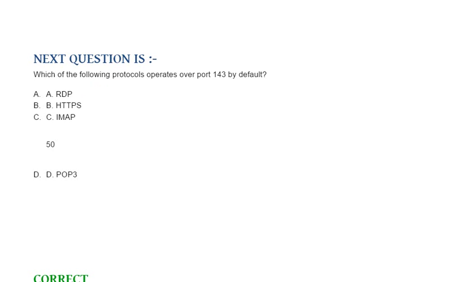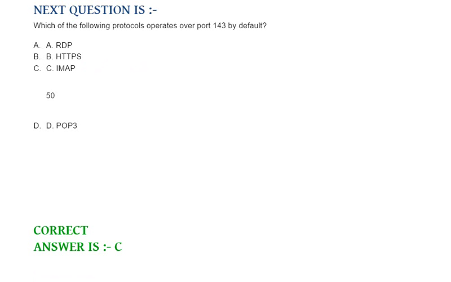Next question is, which of the following protocols operates over port 143 by default? Option A, RDP. Option B, HTTPS. Option C, IMAP. Option D, POP3. Correct answer is option C.